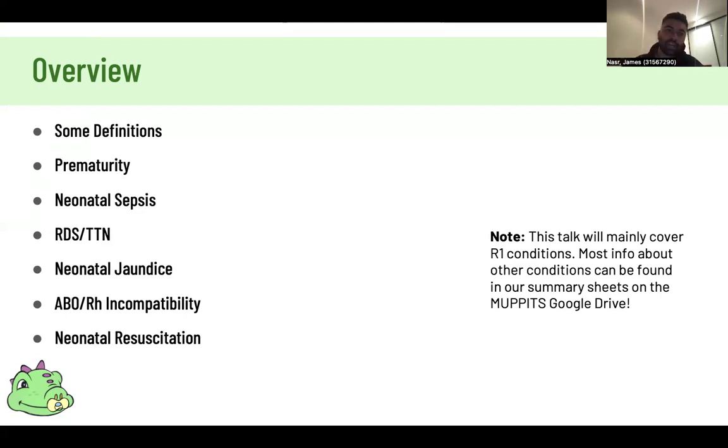In terms of the overview, we'll start off with some definitions, and then we'll cover most of the common presentations in neonates.